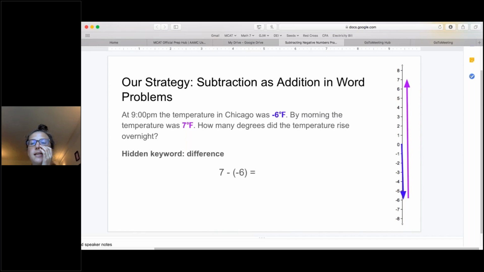Another thing I could see is, well, I want to know the difference between that starting point and the end point. Difference being a keyword telling me to subtract. So I'll subtract them. I have 7 minus -6. If you were to turn this into an addition problem, what would that be? 7 plus +6. Awesome. Which then you just got is 13. So you can see here, you can solve these kind of subtraction problems like addition problems, depending on how you set it up.